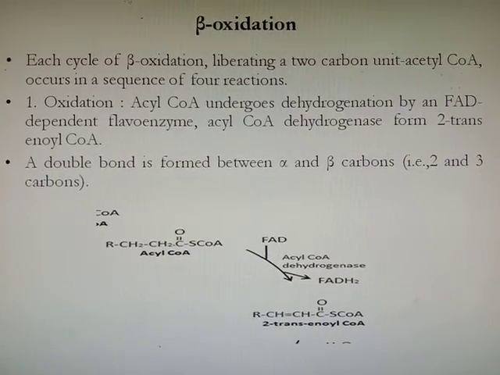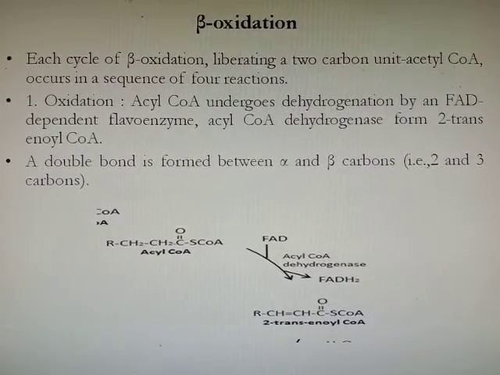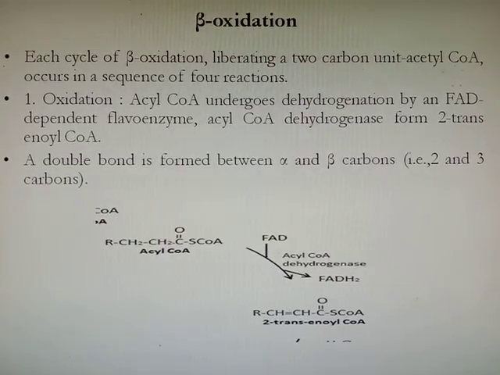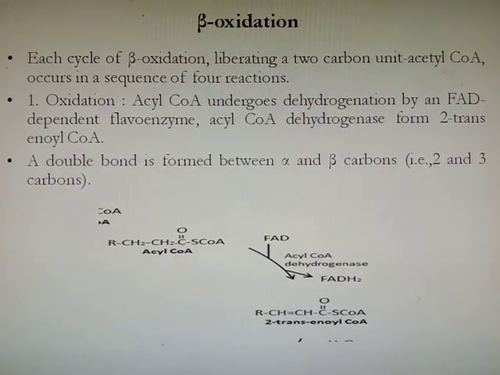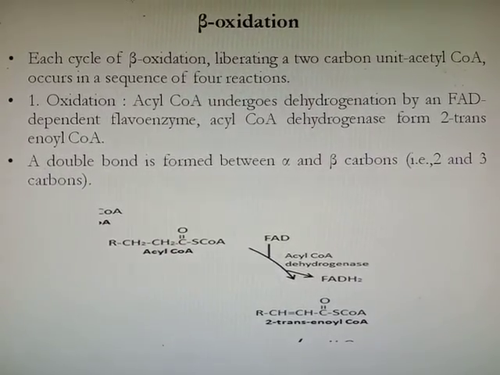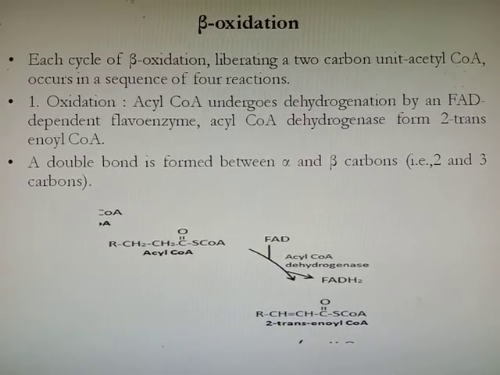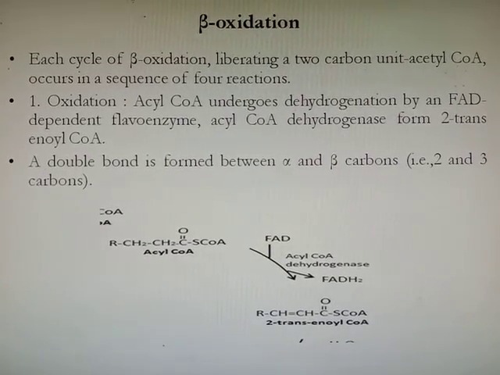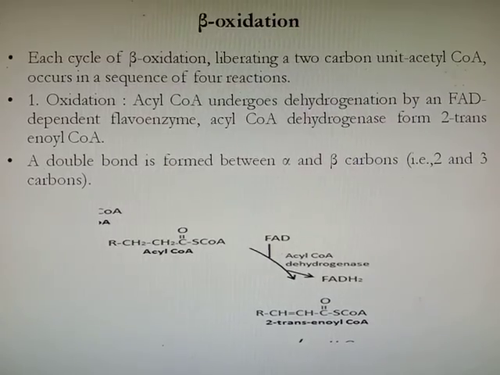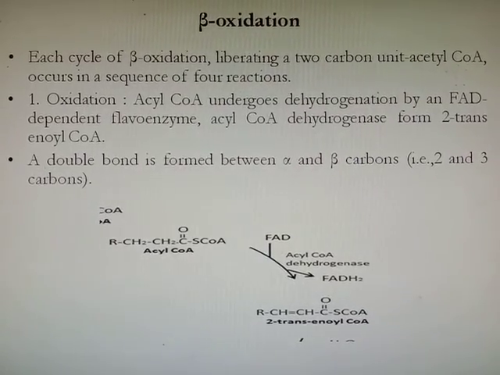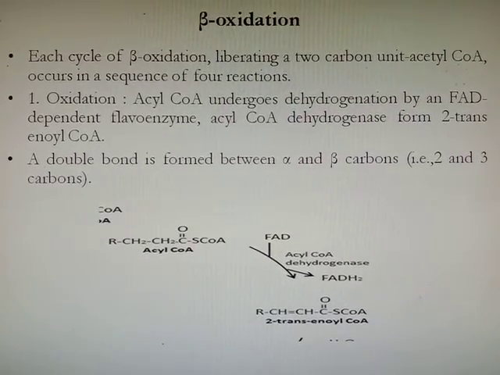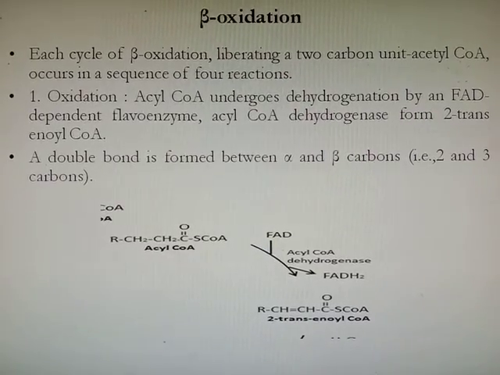The fatty acyl coenzyme A undergoes dehydrogenation by an FAD dependent flavoenzyme. That enzyme name is acyl coenzyme A dehydrogenase, which forms trans 2-enoyl coenzyme A. In this reaction, a double bond is formed between alpha and beta carbon, that is second and third carbon.